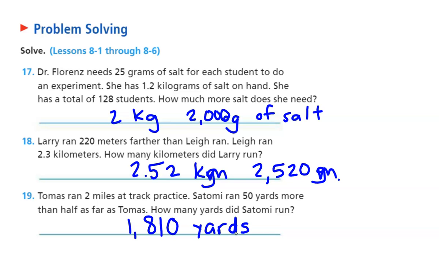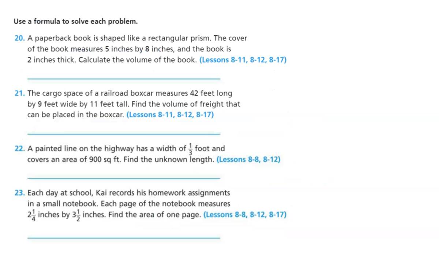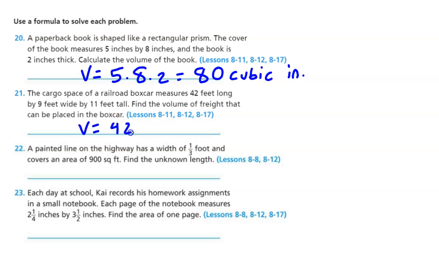Okay. And then for 20 through 23, it wanted you to write a formula to solve the problem. So these are volume. So your volume would have been 5 times 8 times 20, which is 80 cubic inches. On the next one, it would have been 42 times 9 times 11, which would have been 4,158 cubic feet.